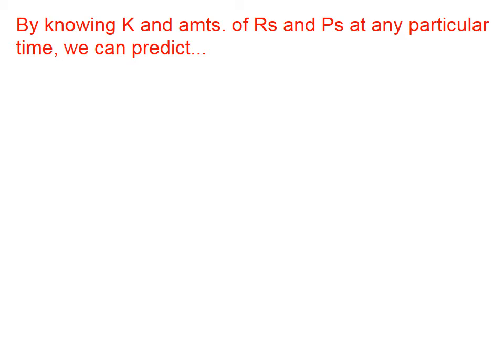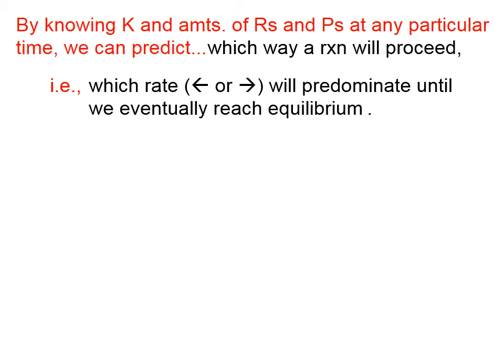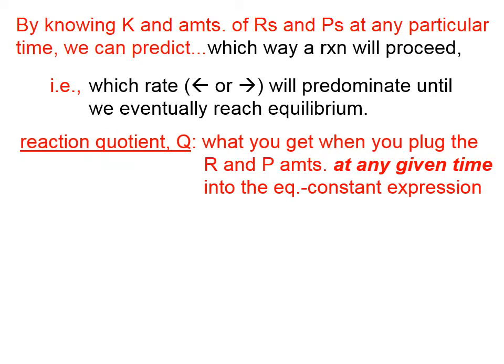By knowing K, that is, the value of the equilibrium constant, and the amounts of reactants and products at any particular time, we can predict which way a reaction will proceed. In other words, we can predict which rate, either the reverse or the forward, will predominate until we eventually reach equilibrium. This involves something called the reaction quotient, which we symbolize by capital Q.